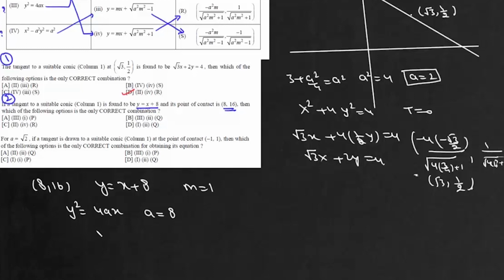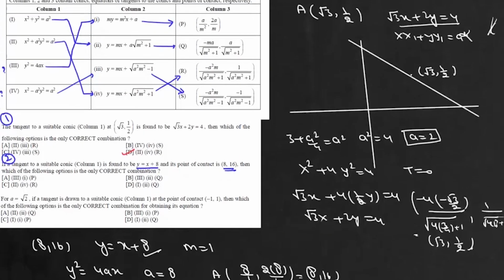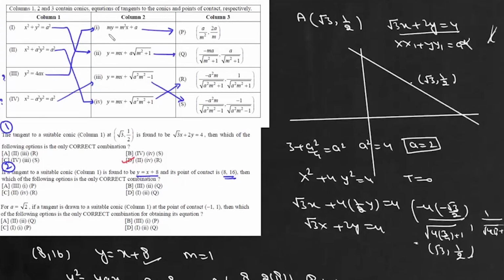And we know that equation of tangent is given by y equals mx plus a by m. That means this is the equation of tangent, and point of contact, it is given by a upon m square and 2a upon m. So it will be this 8, 16, which is this given condition. So it will be this parabola. Third, it connects with 1 and p. So it will be 3, 1p. And that's your option A.